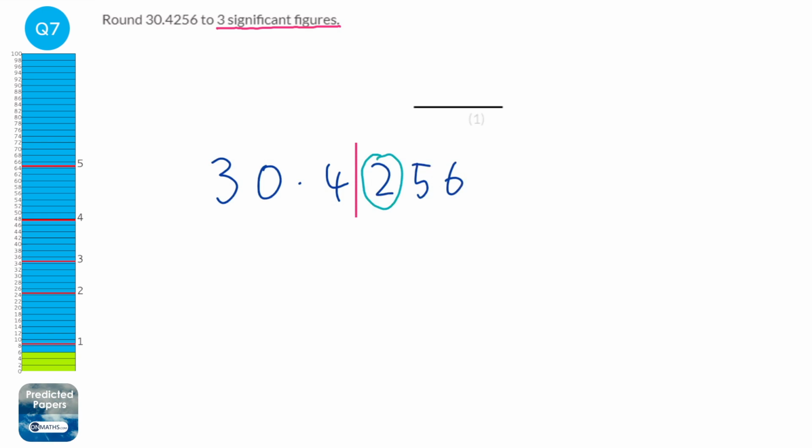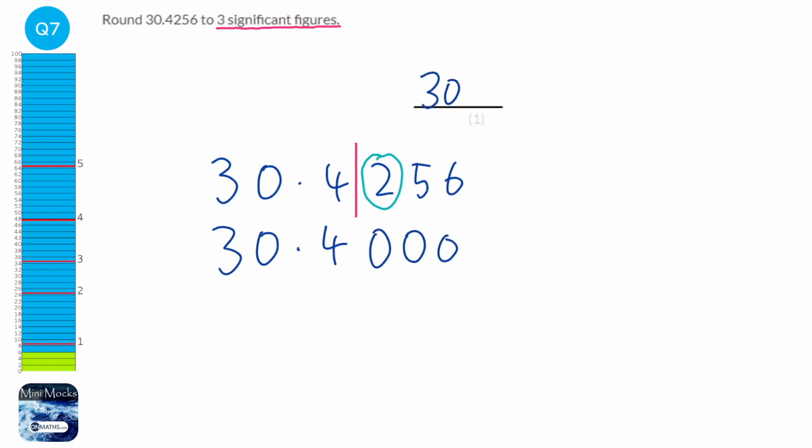Now this number is a decider number. If it is 5 or more, then it will push this number up by 1. If it's less than 5, then nothing will happen. Because it's less than 5, all the numbers to the right will turn into zeros. And with decimals, if they're zeros, we don't need to write them. So the answer would be 30.4.